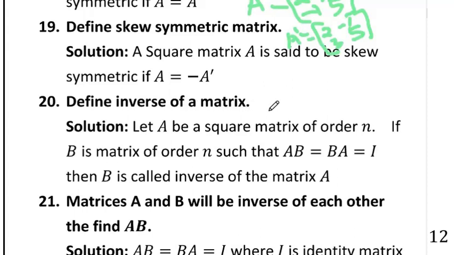See the definition of inverse of the matrix. If A is a square matrix of order n and B is a square matrix of order n such that AB is equal to BA is equal to identity matrix, then B is called inverse of the matrix A. And it is possible to find the inverse of the matrix if it exists. We need not find the inverse of every matrix. If B is the inverse of A, definitely A is the inverse of B also. And this is about the definition of inverse of a matrix.